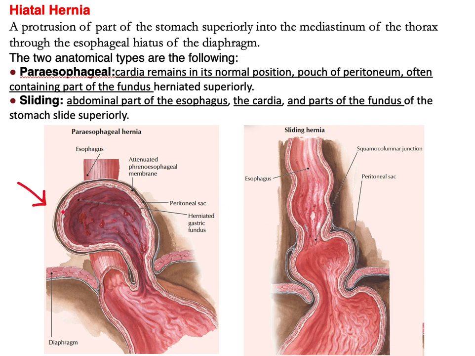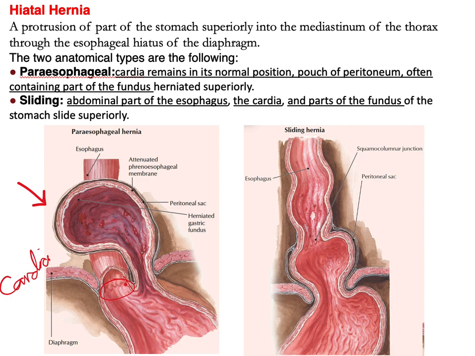So start with the paraesophageal, in which you look at the esophagus here and look at the cardia. We forgot to say that when you say cardia, it means the area around the gastric orifice or cardiac orifice. So the region around the cardiac orifice, we call the cardia. Anyway, look at the cardia. It's still in its place.